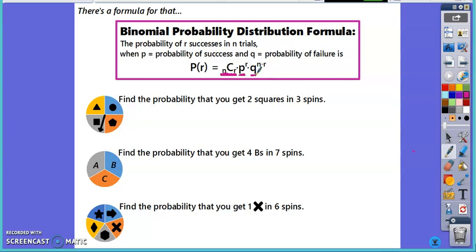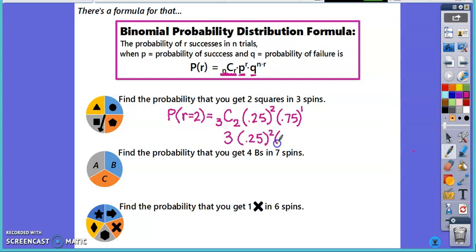Here's an example. Find the probability that you get 2 squares. So we're finding the probability that r equals 2. So we would do 3 spins, choose 2, times the probability of getting a square to the r power, times the probability of not getting a square to the n minus r power. And so that just really calculates what we did on the previous page, and it comes out to 3 times. Remember, there were 3 ways to get 2 successes. And I got 14.1% approximately.